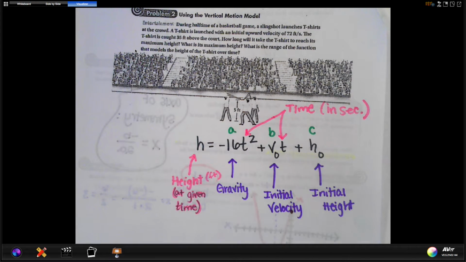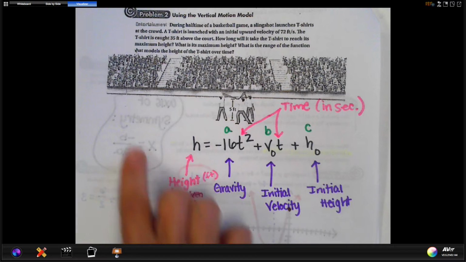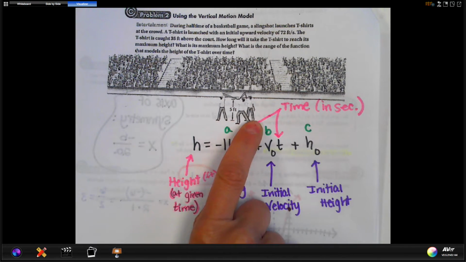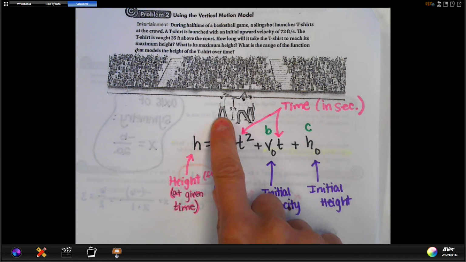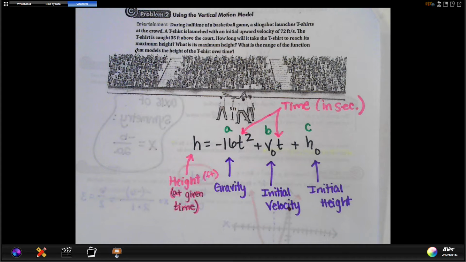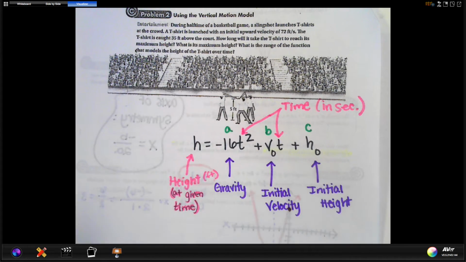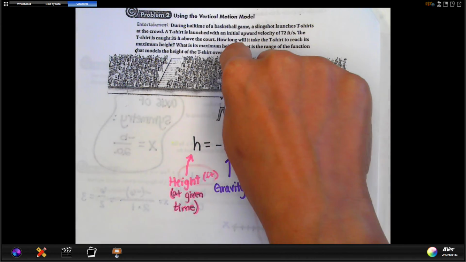So this is the first part of it. All right, so here's our problem to start us out. You can see they've got, like, have you ever been to a stadium or some sort of presentation where they shoot stuff into the crowd with that big giant slingshot, usually t-shirts or something? So that's what they're doing here, okay? So it says, during halftime of a basketball game, a slingshot launches t-shirts at the crowd. A t-shirt is launched with an initial upward velocity of 72 feet per second. The t-shirt is caught 35 feet above the court. So someone's going to catch it up here in the stands, right?